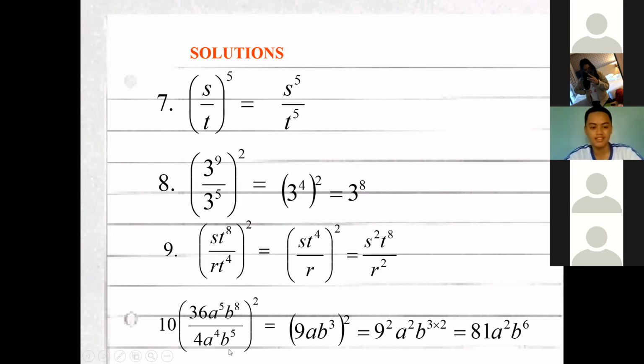What happened here, so that we don't get confused in answering, is we simplify first what is inside the parentheses. 36 divided by 4 is 9. a to the power of 5 divided by a to the power of 4 is a to the power of 5 minus 4, which is 1. b to the power of 8 divided by b to the power of 5 is b to the power of 8 minus 5, which is 3. Then after that, we just apply the power of a power rule.